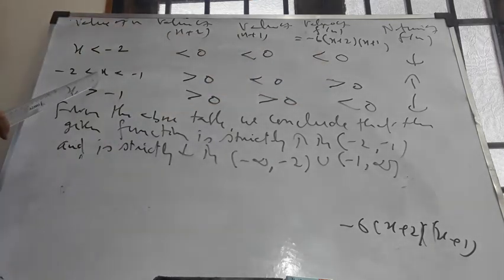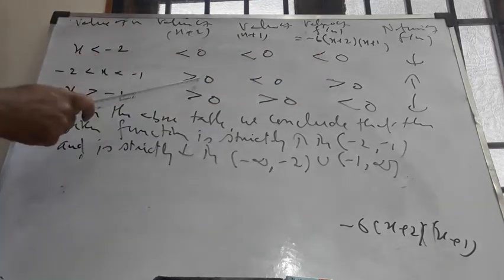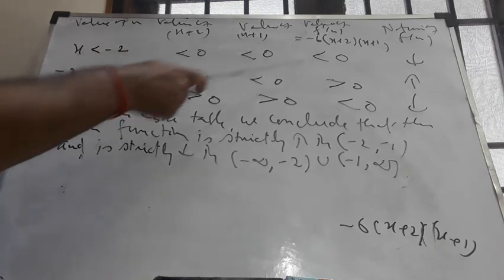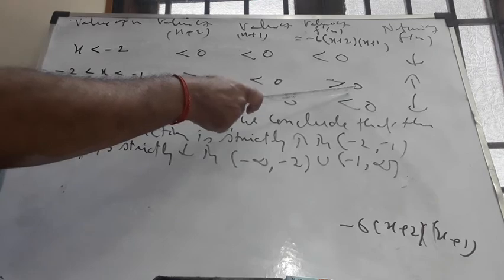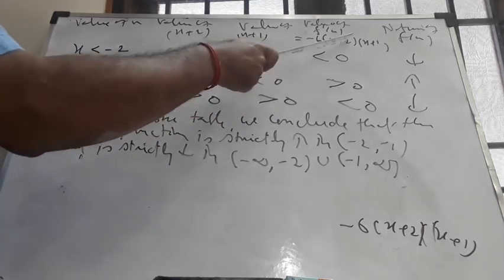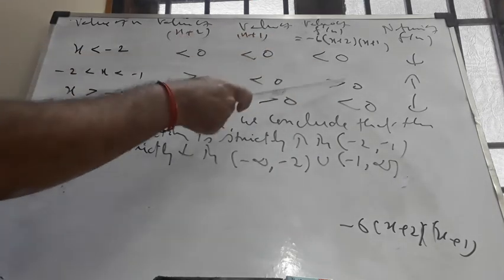Then let me substitute minus 1.5. 2 minus 1.5 is positive. 1 minus 1.5 is negative. Plus into minus becomes minus. There are two negative signs and one positive sign. Therefore, it is increasing. The function is increasing because f dash of x is positive.